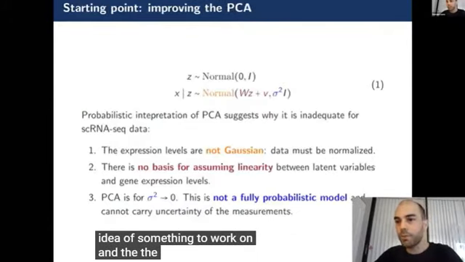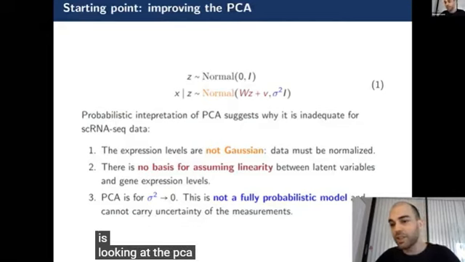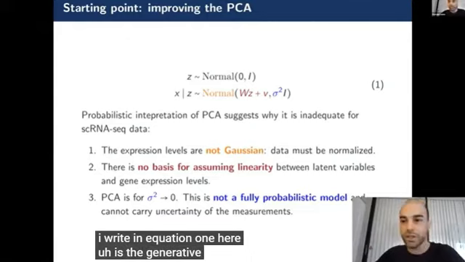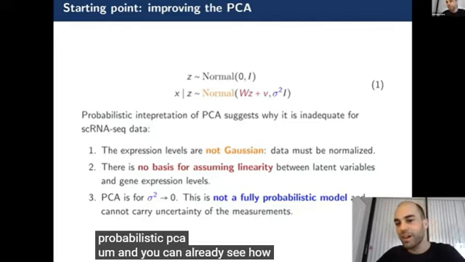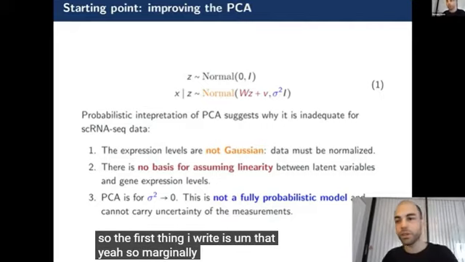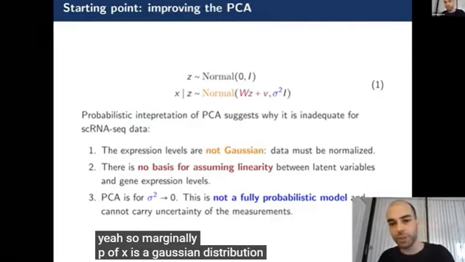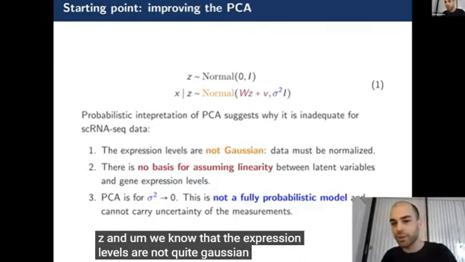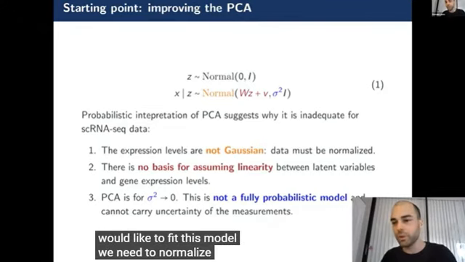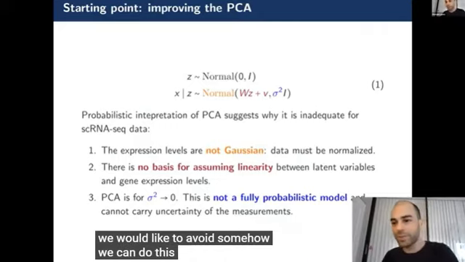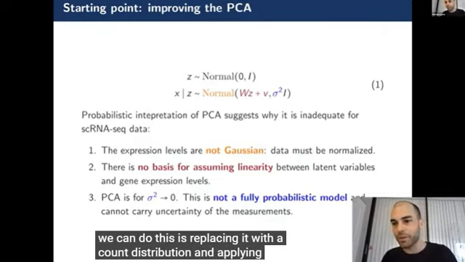And where things start is looking at the PCA. What I write in equation 1 here is a generative model for probabilistic PCA. And you can already see how you can improve this type of model. The first thing I write is that marginally, P of X is a Gaussian distribution when you integrate out Z. And we know that the expression levels are not quite Gaussian. So if we would like to fit this model, we need to normalize the data, etc., which we would like to avoid somehow. And the way we can do this is by replacing it with a count distribution and applying some specific inference scheme.